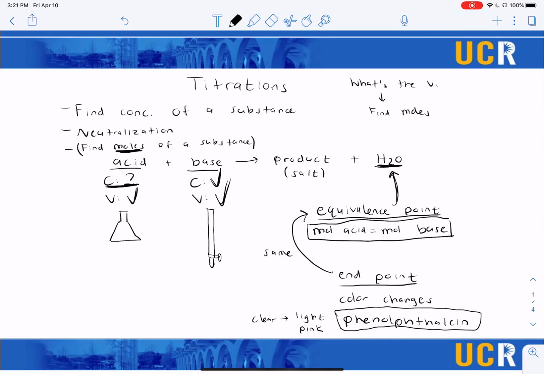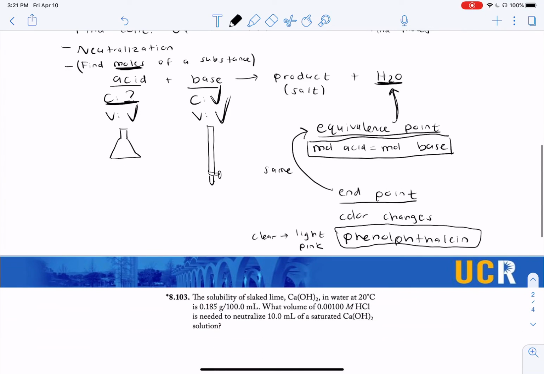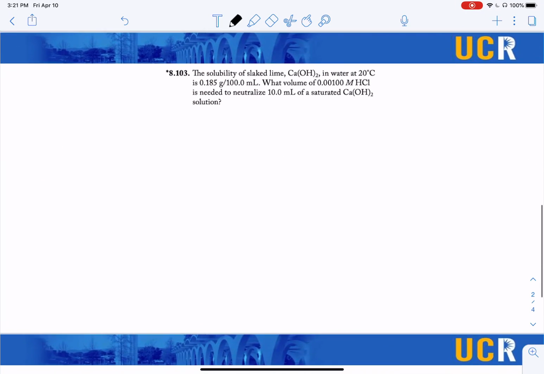So that wraps up just the background information. So now we're going to get into the actual problem. So this is the question. The question is asking us to find the volume needed to neutralize Ca(OH)2. So what we know, we have Ca(OH)2 and HCl. So for Ca(OH)2, right here, we have the concentration, check.